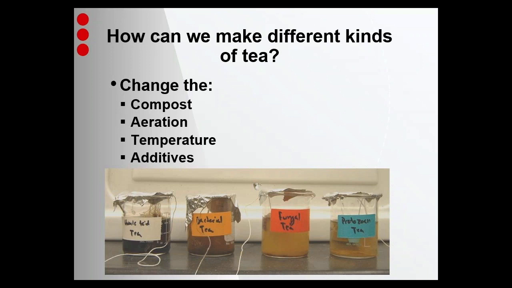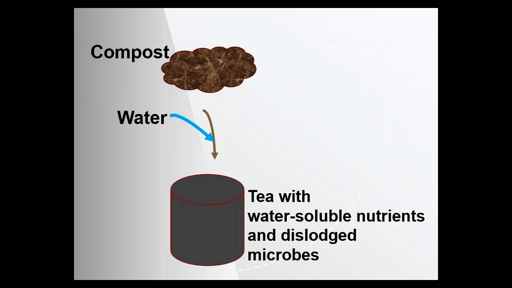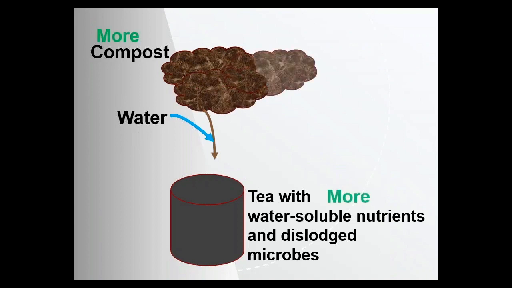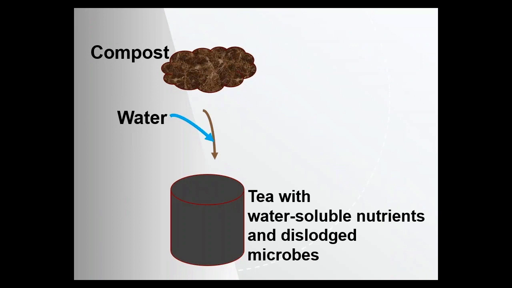So here you see pictures of 4 different experimental tea recipes where we use the same compost and different aeration and additives in order to get very different looking teas. So the idea with this is we can take our basic compost tea, and if we change that compost, so if we use more compost, we're going to get a different set of nutrients and microbes. If we use a different compost, we're going to end up with a different set of nutrients and microbes that are based on what was present in that original substance.